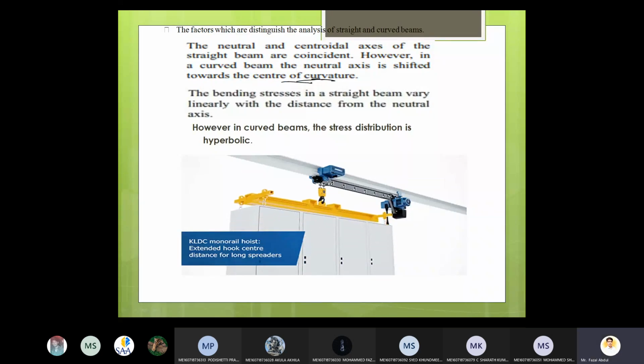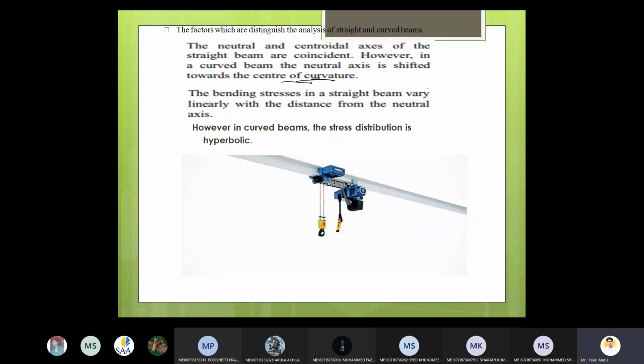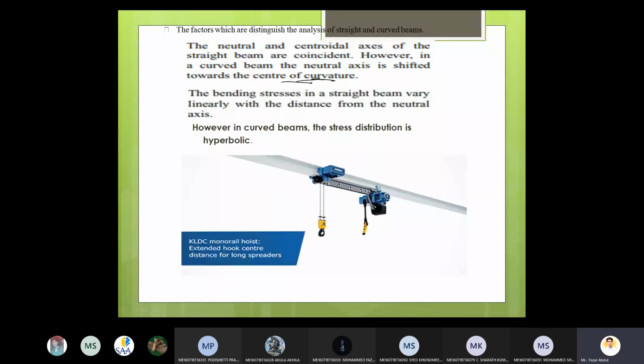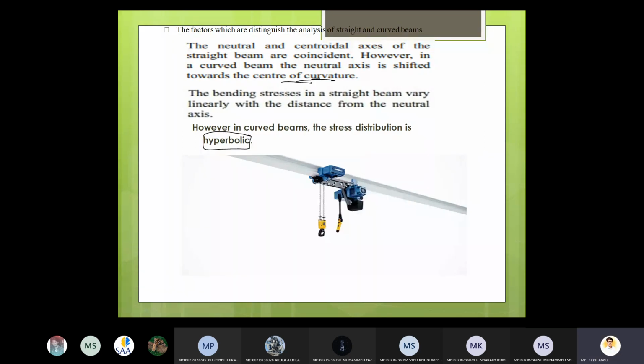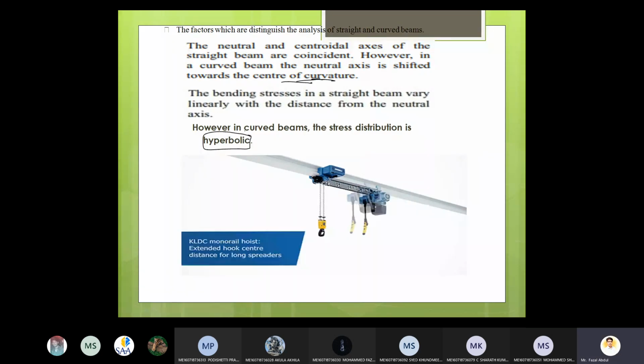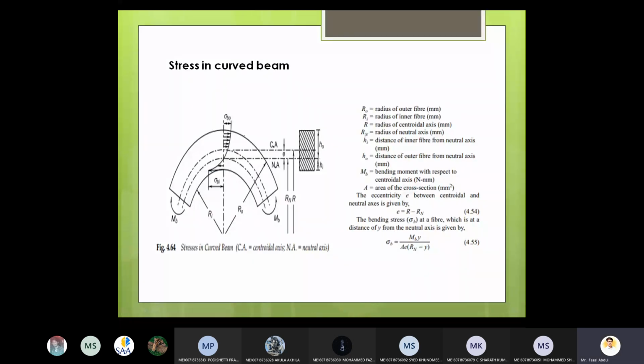The bending stresses in a straight beam vary linearly with the distance from the neutral axis. Here the graphical representation of these bending stresses is a hyperbolic curve. See here in this diagram, you can find the hyperbolic curve.